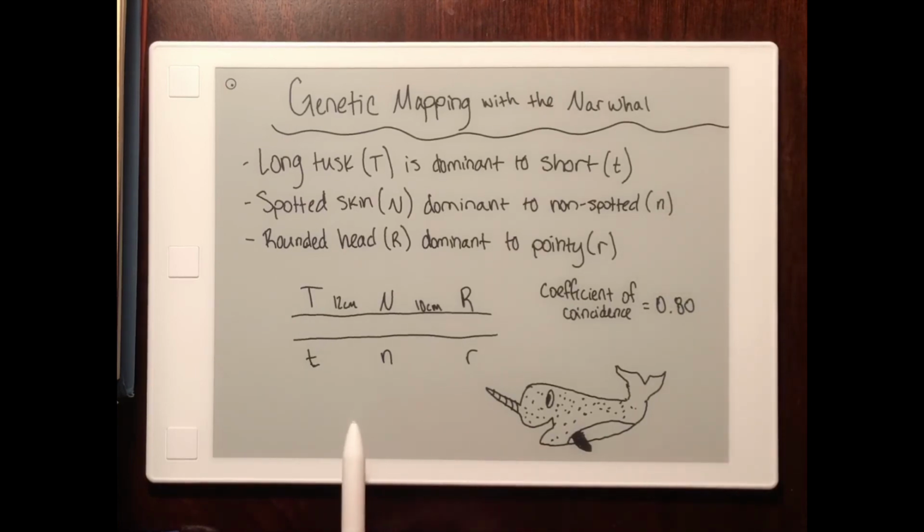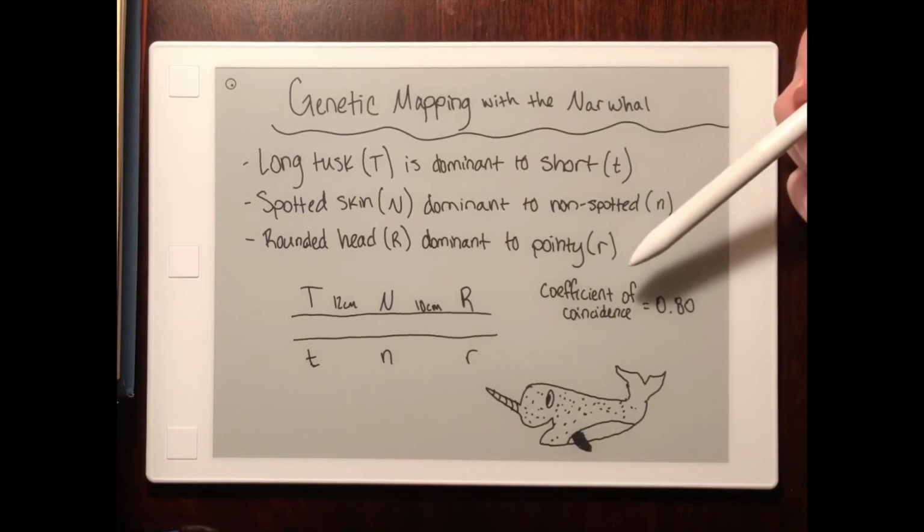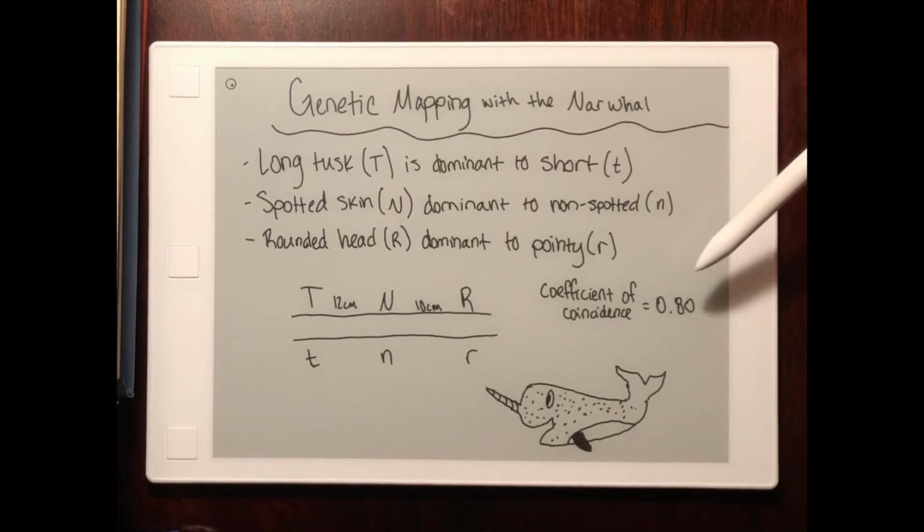And so here we have the map of a heterozygous individual where the distance between the first and second loci is 12 centimorgans, and the distance between the second and third is 10 centimorgans. Our coefficient of coincidence is 0.8.